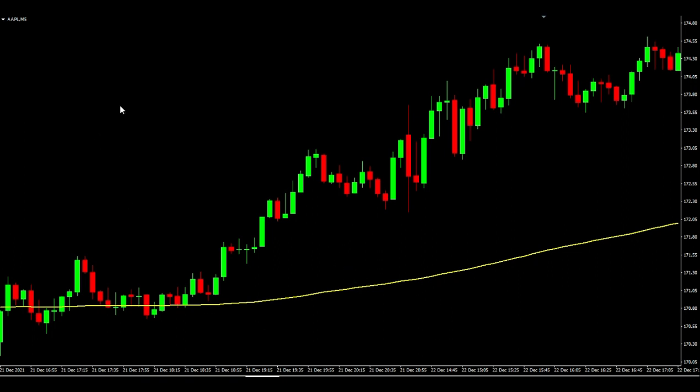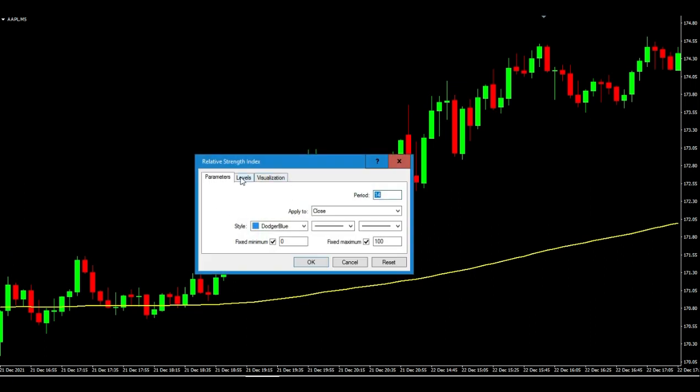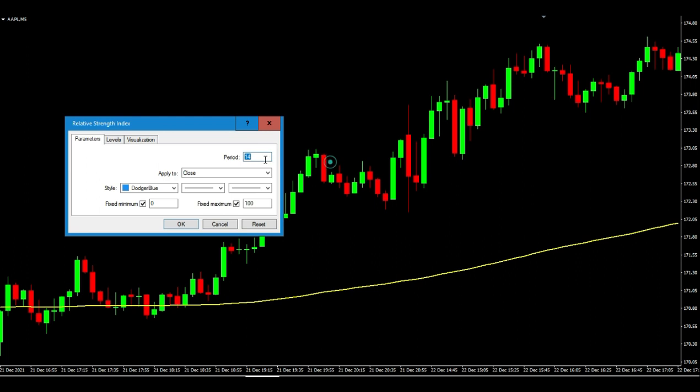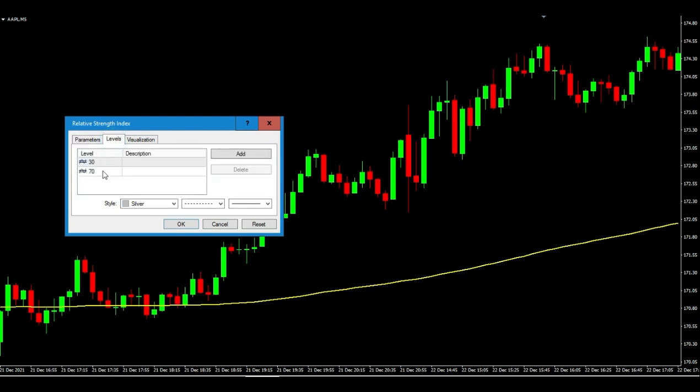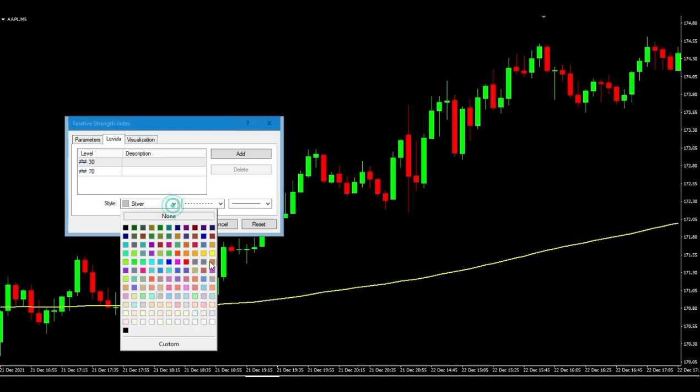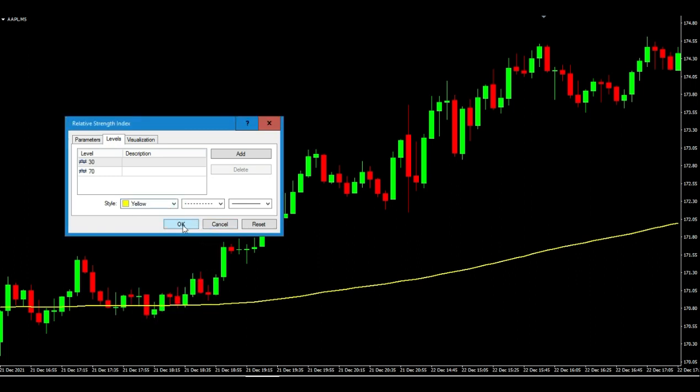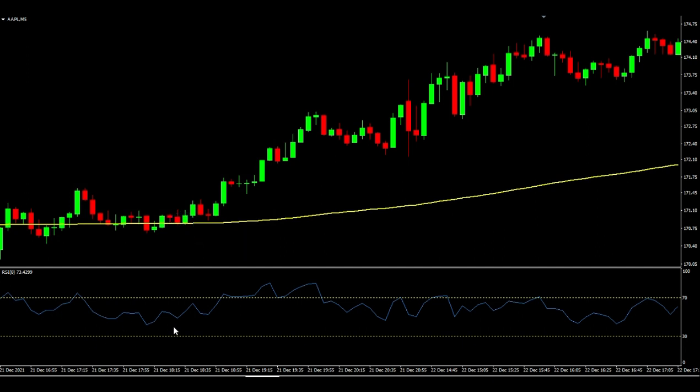Now you will also put on another indicator called RSI, the Relative Strength Index. With RSI, you change the period 14 to period 8, close, keep the color as you like, and for the levels you have 30 and 70. Change the color to yellow and click OK. Here is your RSI.